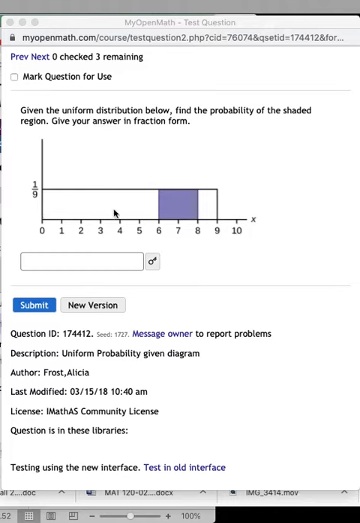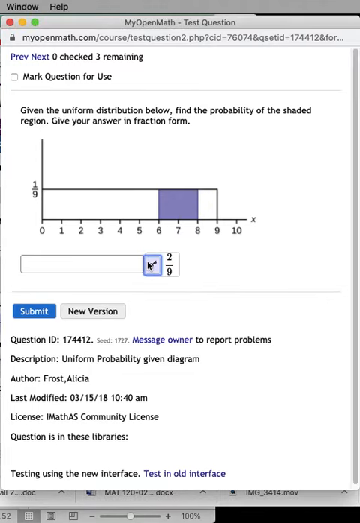But in this problem, they want us to find the probability of the shaded region. Probability corresponds to area. So basically, they just want us to find the area of this shaded rectangle right here. So how do you find the area of a rectangle? It's just length times width. What's the length? 6 to 8 is a length of 2. The width, or the height, is 1/9, so it's 2 times 1/9, which is the correct answer.